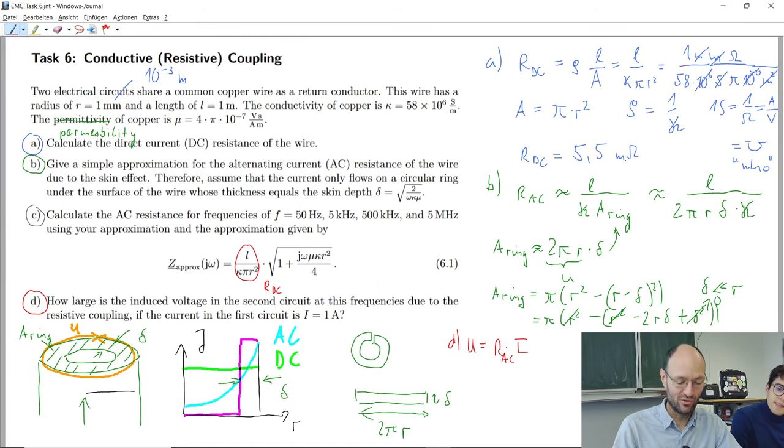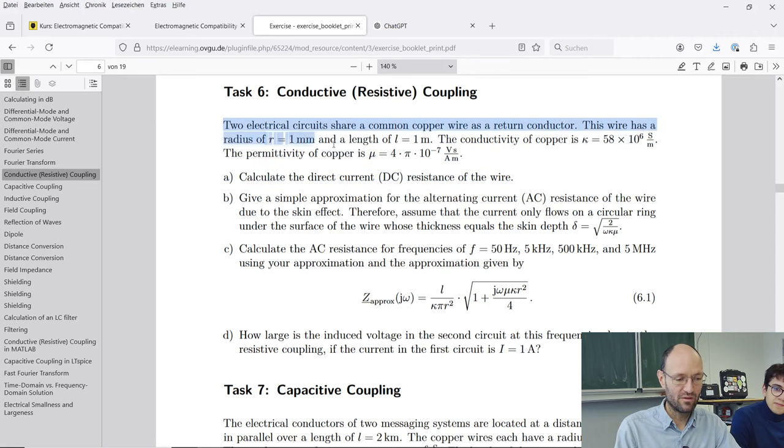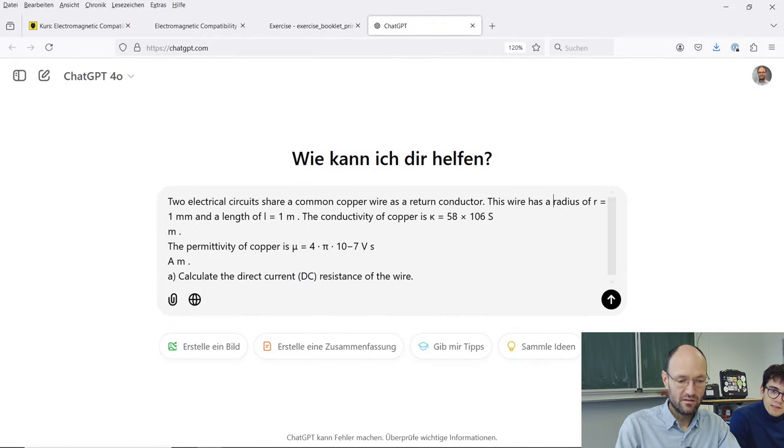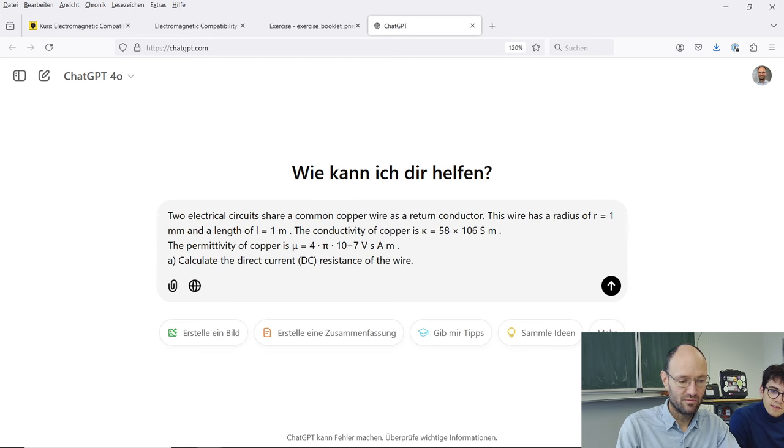So the DC resistance that we should get is 5.5 milliohm. This is what we calculated. So I will copy this. I think we don't know the title of this task, just the task there. And the wire has a radius. We have this and this. And of course, we need to check here, units might be somehow corrupted. The conductivity is 5 × 10⁶ Siemens per meter, and the permeability here also the power is missing, or maybe like this, and then it's volt seconds divided by ampere and meter. And we should not confuse ChatGPT and also correct this typo here and say the permeability of copper is this.